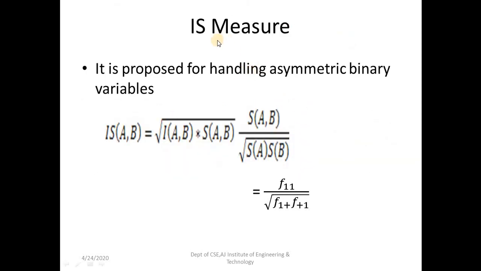The next objective measure is the IS measure. This is proposed for handling asymmetric binary variables. The IS measure of a, b is given by this formula, which is equal to f11 divided by the square root of f1+ times f+1. So the IS measure for the word pair a, b is f11 divided by the square root of f1+ into f+1.